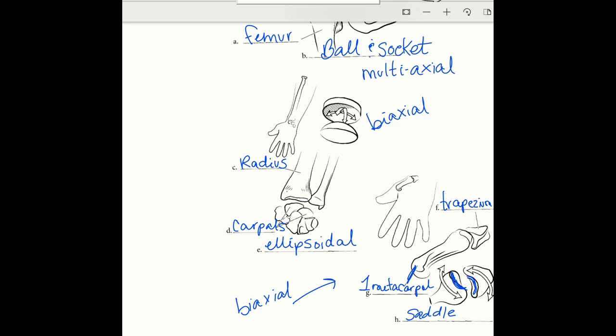All right, that's it for these joints here. This is just our overview, and if you have any questions, be sure to let me know.